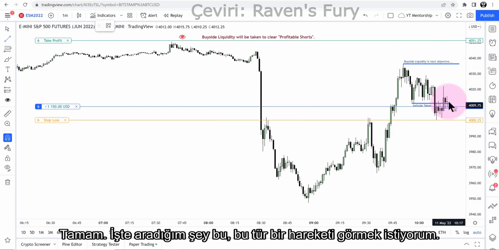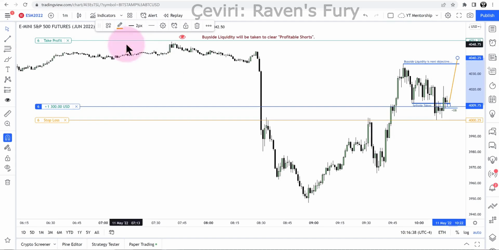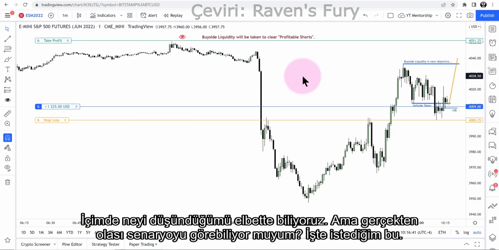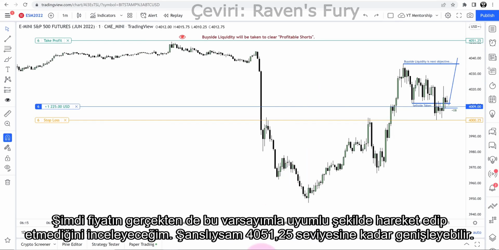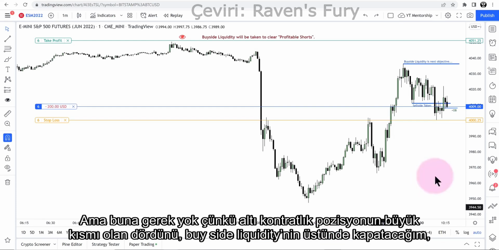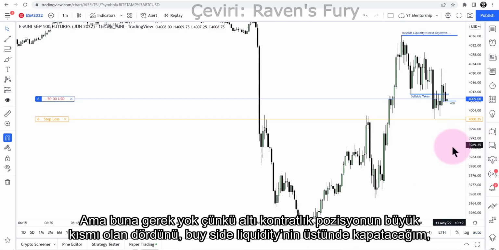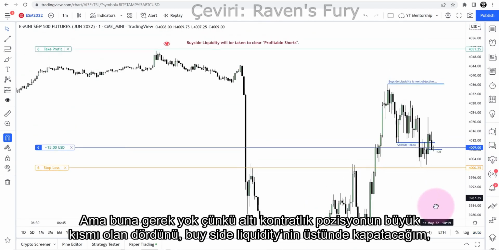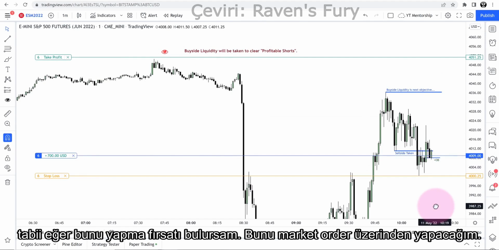All right, and that's what I'm looking for. I'm looking for that type of movement. So that way we understand what I'm internalizing, what am I seeing, what's likely to pan out. That's what I want. So now I'm going to study to see if price does in fact deliver with that premise in mind. Again, if I'm lucky, it could expand up into that 40.51 in the quarter, but I don't need it to because the bulk of the position, which is now 6 contracts, I'm going to take 4 off above that buy side liquidity should I get the opportunity to do so. And I'll do it on the basis of a market order.